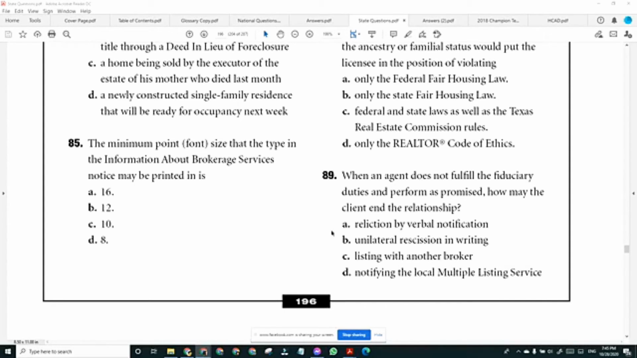Okay, 89. When an agent does not fulfill the fiduciary duties and perform as promised, how may the client end the relationship? A, reliction by verbal notification. B, unilateral rescission in writing. C, listing with another broker. Or D, notifying the local multiple listing service. Well, you see, they never interacted with the MLS. Okay, they can't have two listings at the same time with different brokers, right? So it's either going to be verbal or in writing, right? So that process of elimination, get rid of two right away.